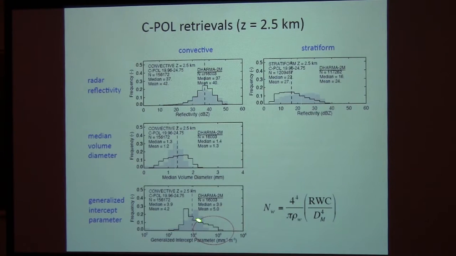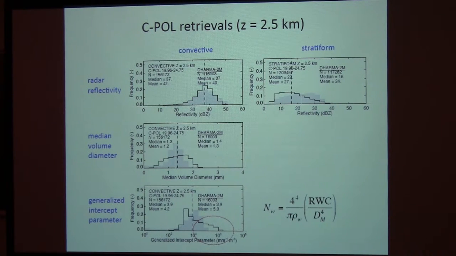Now the generalized intercept parameter from the model. Again, median looks pretty good, but this is a little worrisome if you're thinking about aerosol effects on deep convection. Basically, there are order of magnitude differences of peak rain-sized generalized intercept parameter values, indicative essentially of raindrops that have too high number concentrations, as I'll show you in a minute.